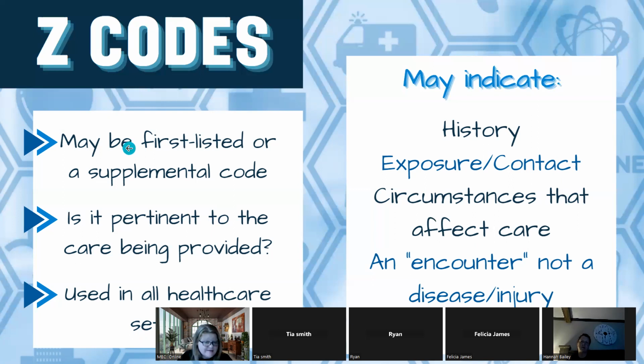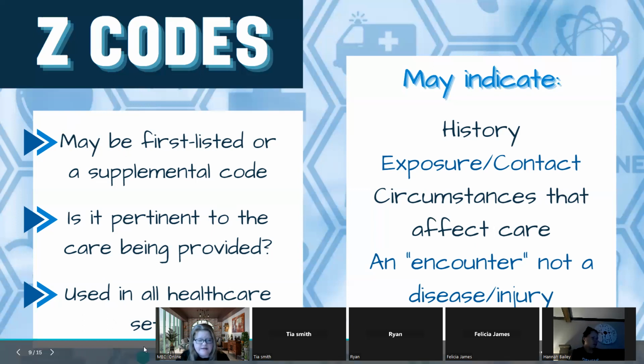And there's others that you cannot use as first listed, just like the external causes. And there's some that it depends on the situation. It depends on what's going on with your patient. So just bear in mind that it could or could not be your first listed. One thing to think about when you're trying to decide whether you need to use a Z code is whether it's pertinent to the care being provided. Like, is this important information the provider needs to know? Is this information that needs to be stated in their medical record? You know, things like that. Is it pertinent to care?